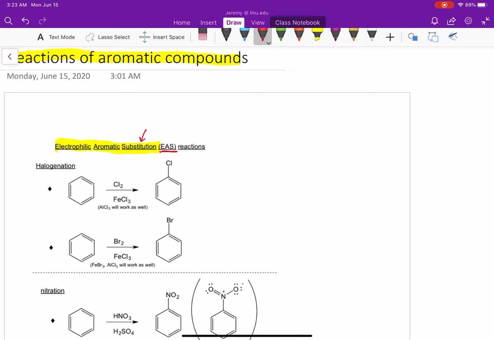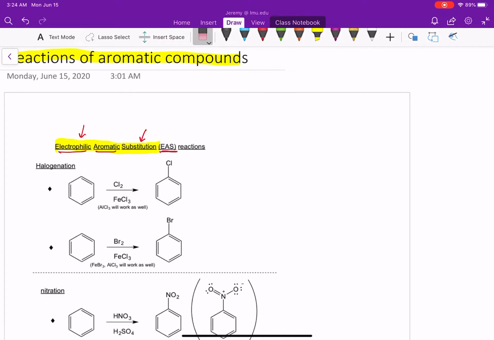We're going to be substituting one atom for another. Specifically, we will be substituting a hydrogen for something else. Aromatic means this is obviously happening on an aromatic ring. And electrophilic means we will be adding electrophiles to our aromatic ring. So it is an electrophilic substitution reaction on an aromatic ring.